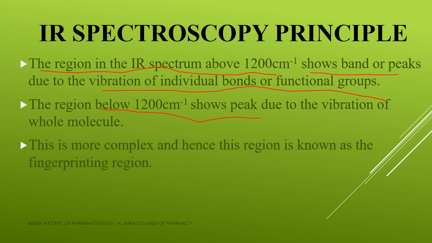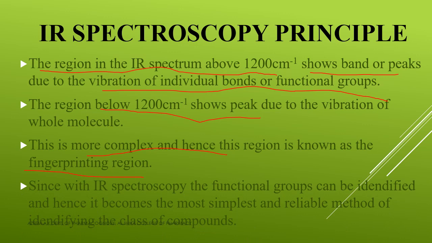Clear? And this region is more complex. That is, the region below 1200 centimeter inverse is more complex, and this is known as the fingerprinting region.